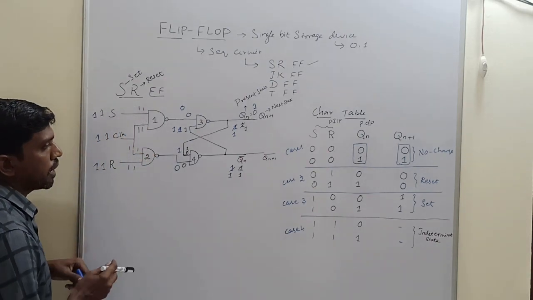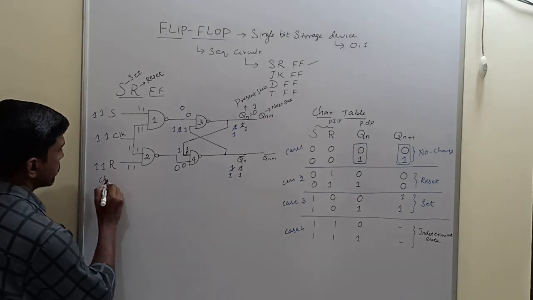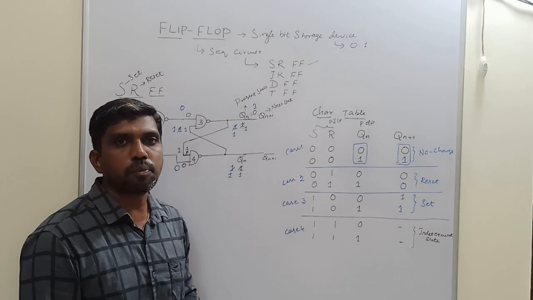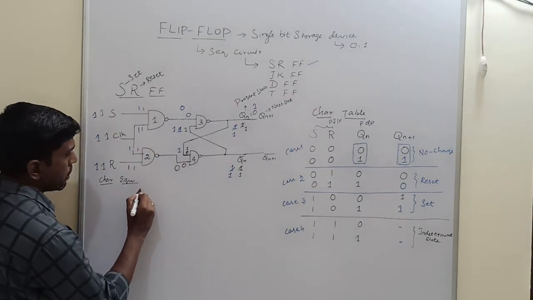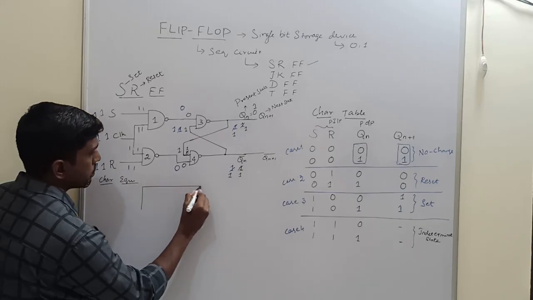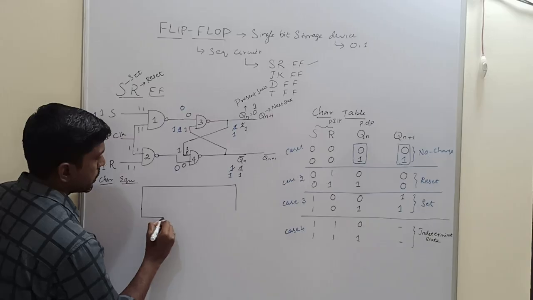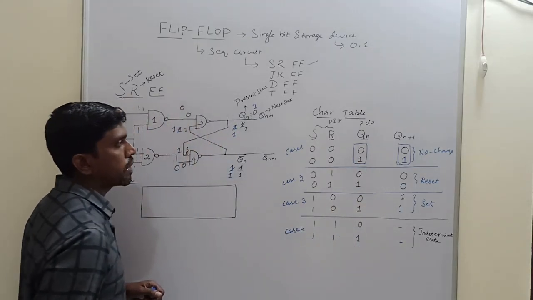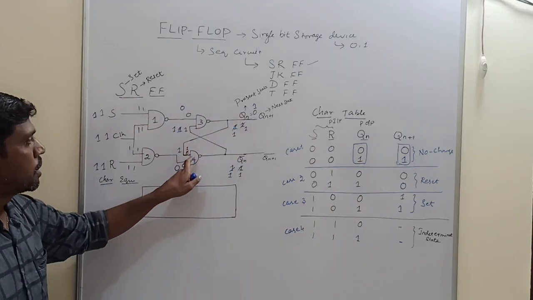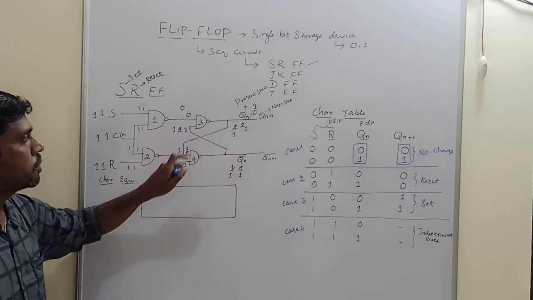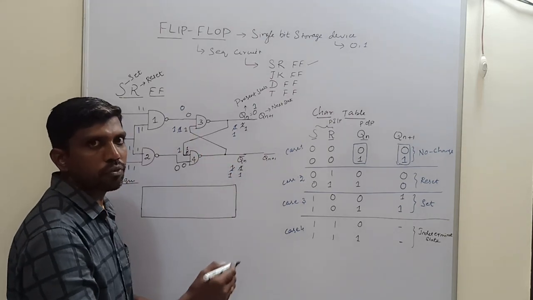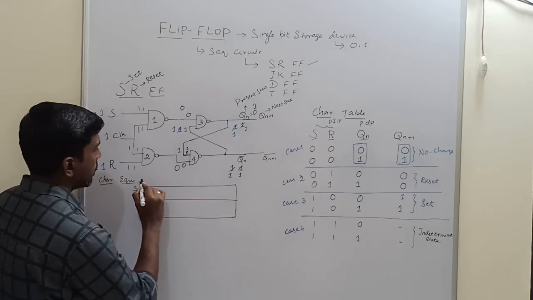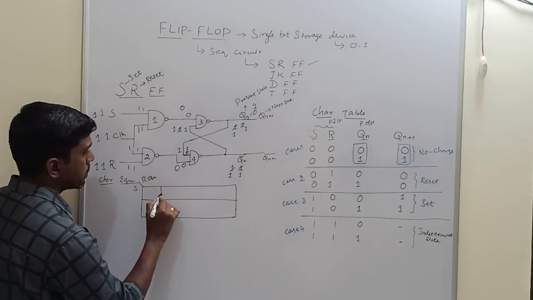Next we will find the characteristic equation. This equation we will find with the help of a K-map. So now I draw the K-map. Here I am using a 3 variable K-map. Here the inputs are S, R and Qn also, because this value is fed back to NAND gate 4, and Qn bar value is fed back to NAND gate 3, so it's also considered as one of the inputs. Then S is the vertical input, R and Qn is the horizontal input.